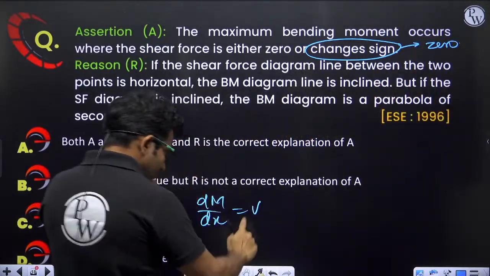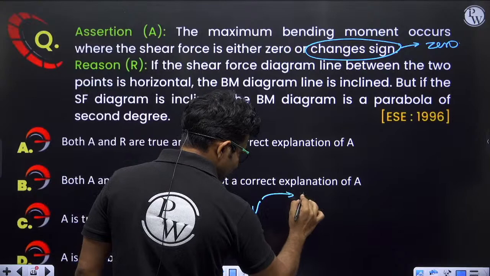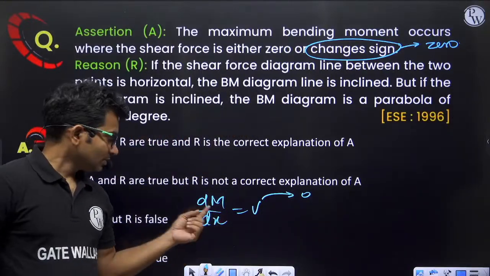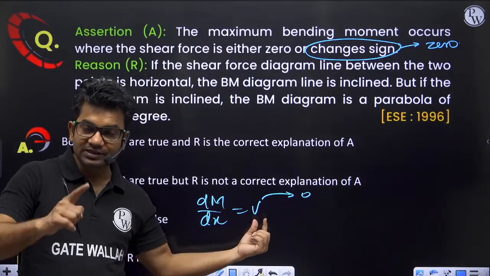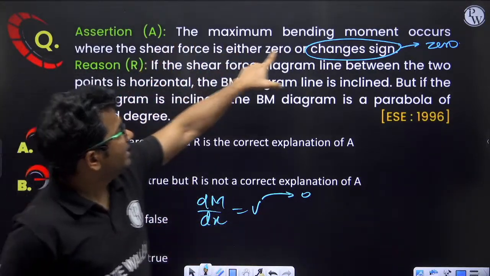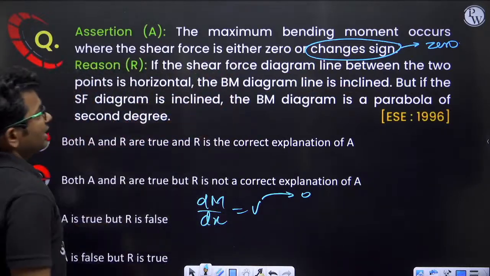So if my shear force is 0, then at that point my bending moment will become maximum. When dM by dx is equal to 0, that means bending moment is maximum. So the maximum bending moment occurs where the shear force is either 0 or changes sign.